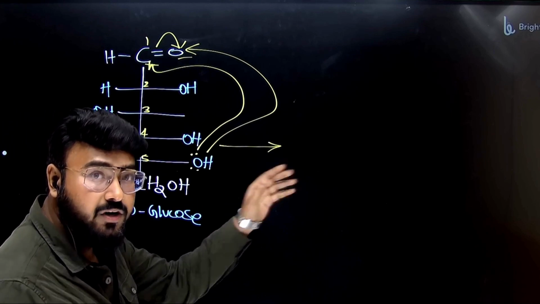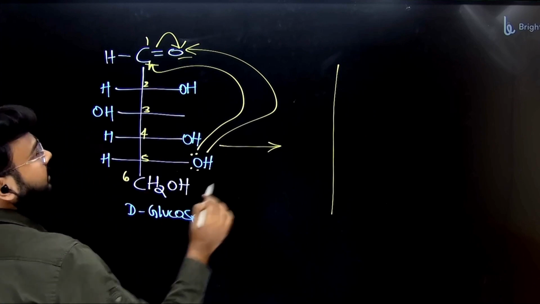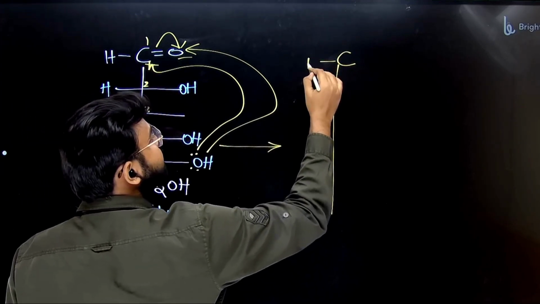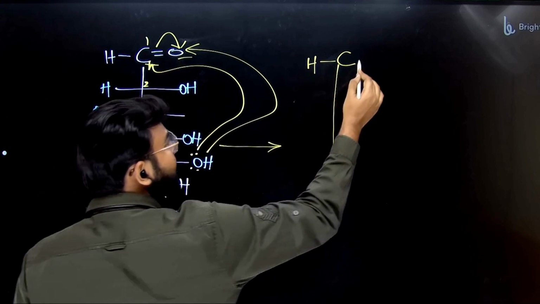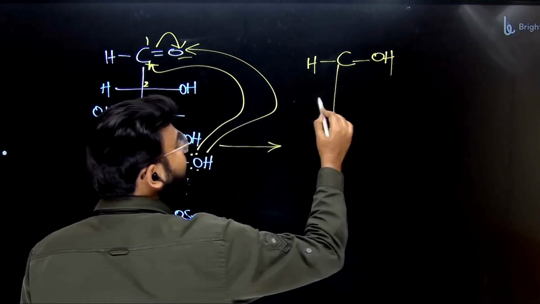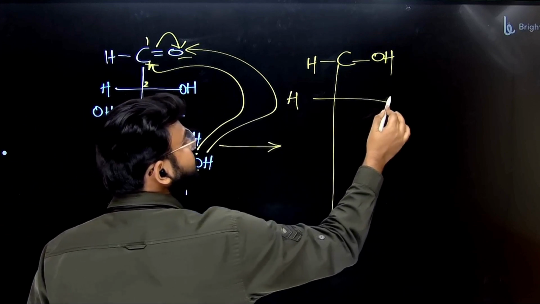So now let's see what structure we will get. You can see here, first, the first carbon will have a hydrogen. And because this oxygen has taken the hydrogen from the fifth carbon, on the right side we will write the OH. And on the second carbon, there is nothing happening, so we will copy it as it is, HOH.